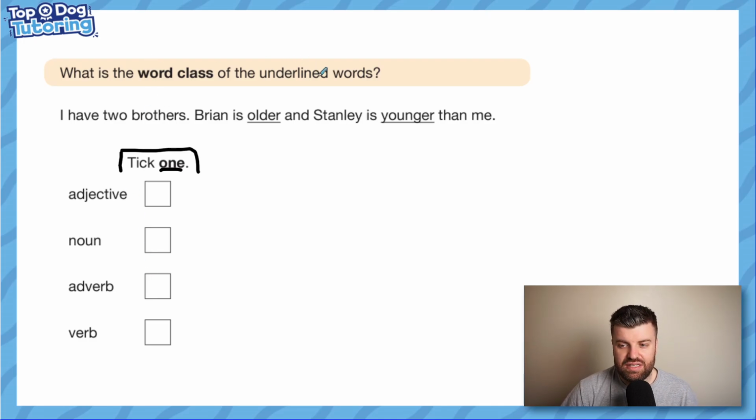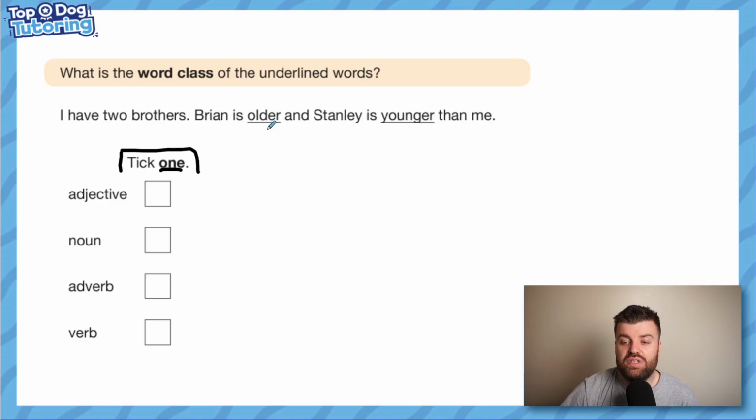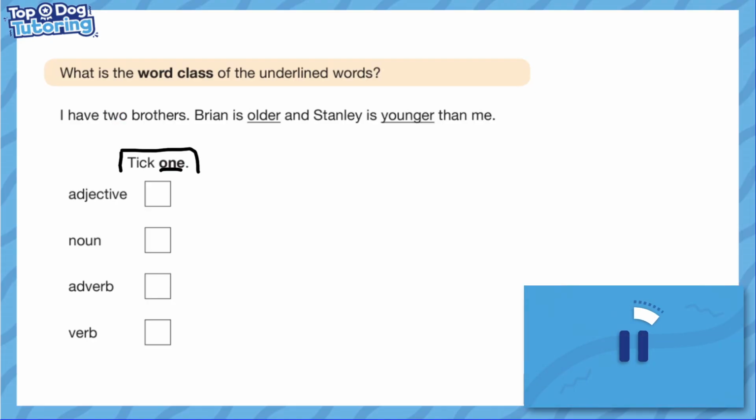So what word class is the underlying words? Now we're trying to identify them. Instead of being told, find the adjective, find the verb, we've got to have all of the word classes and what they mean in our head ready. What are the underlying words here? Have a go. And which box would you tick?